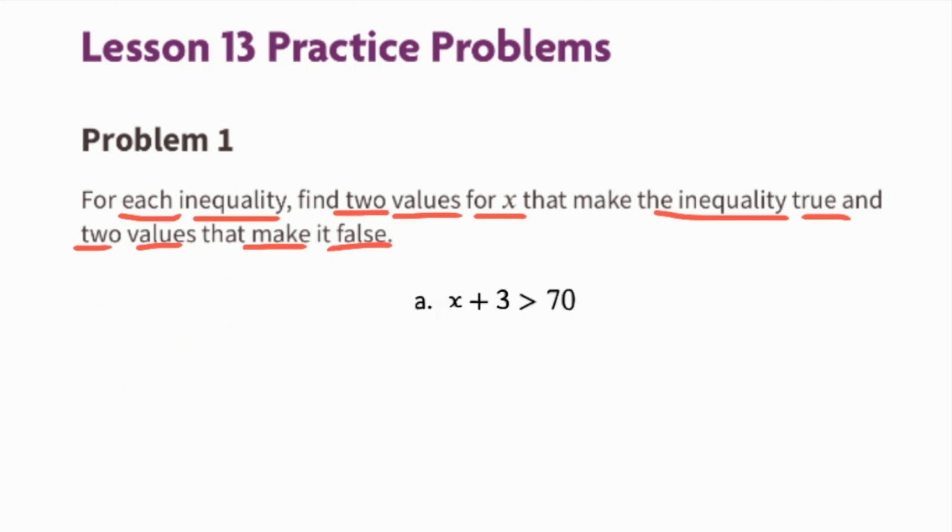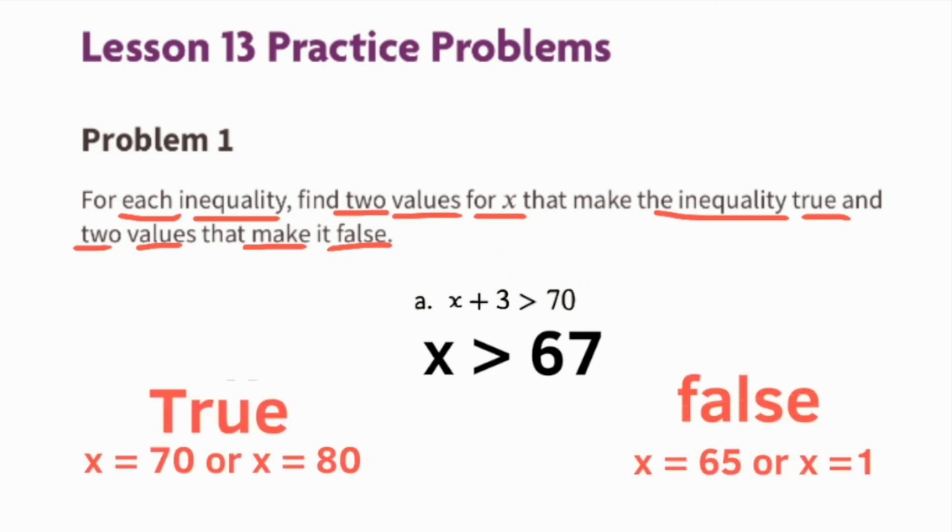A. x plus 3 is greater than 70. Subtract 3 from both sides of the inequality sign, and that leaves you with x is greater than 67. Values for x that would make the inequality true would be anything larger than 67. For example, x could equal 70 or x could equal 80, anything greater than 67.